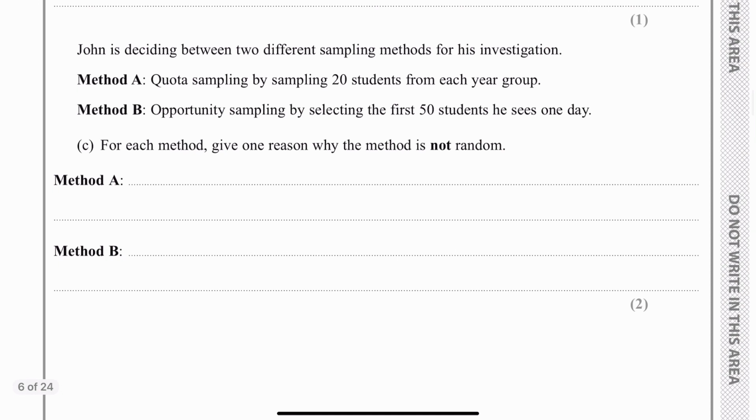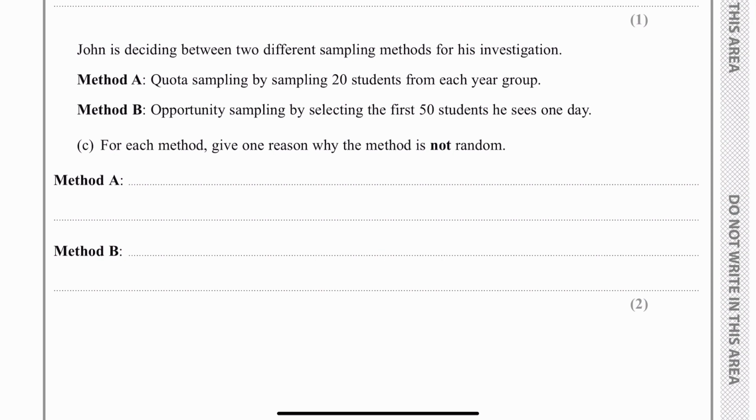John is deciding between two different sampling methods for his investigation. Method A is quota sampling by sampling 20 students from each year group. Method B is opportunity sampling by selecting the first 50 students he sees in one day. For each method, give a reason why the method is not random.